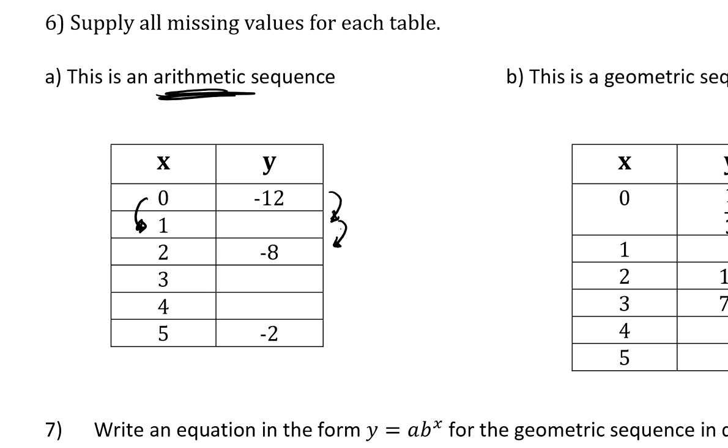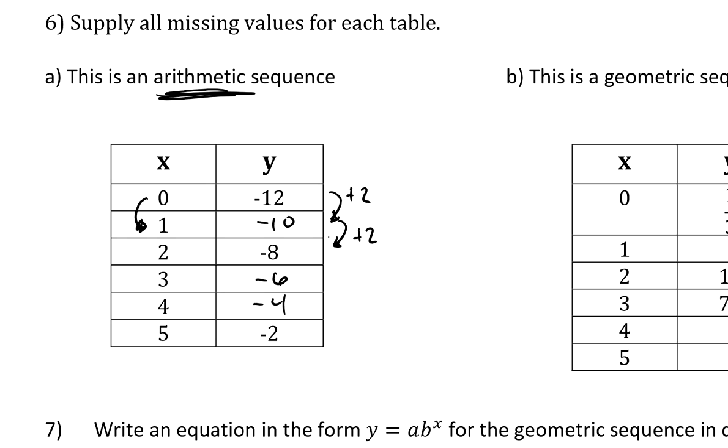One of the things I notice is that if I add 2 jumps to this, I go from a negative 12 to a negative 8. So that's an increase of 4 units, right? I've increased by 4 units in 2 jumps. So that means each time I'm moving forward, I'm increasing by 2 units. So negative 12 plus 2 would be negative 10, and negative 10 plus 2 is negative 8. Negative 8 plus 2 is negative 6, plus 2 is negative 4, and then negative 2.